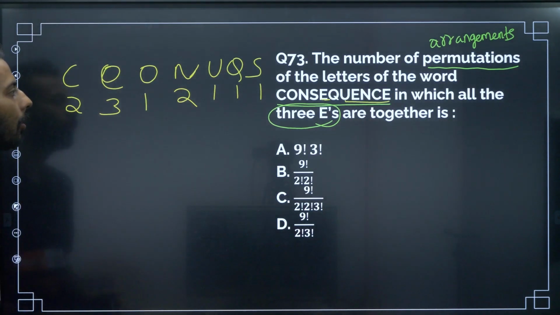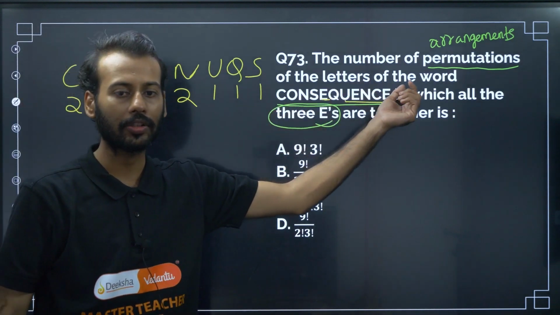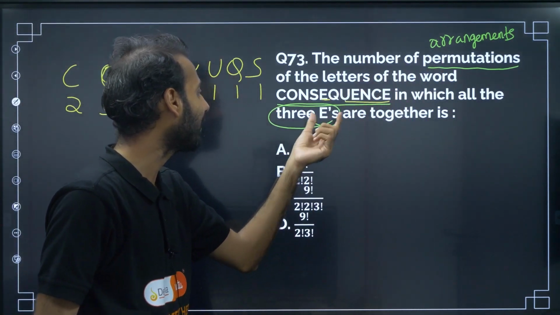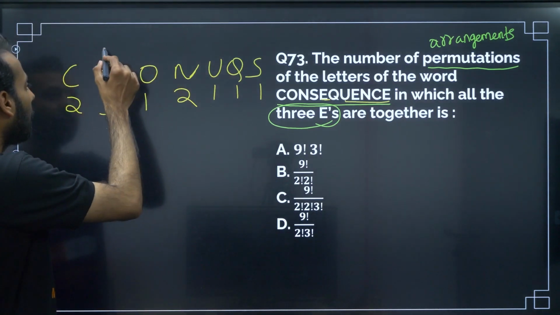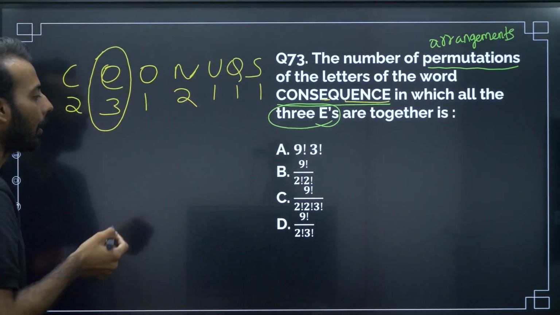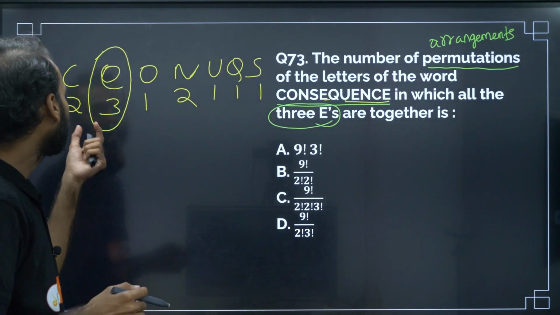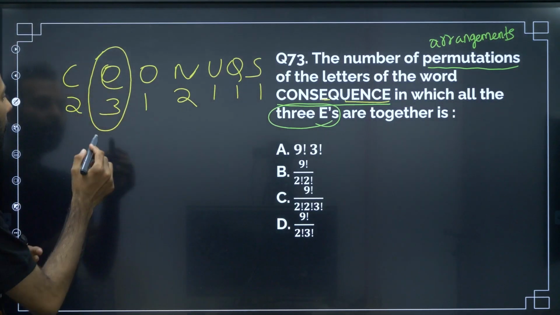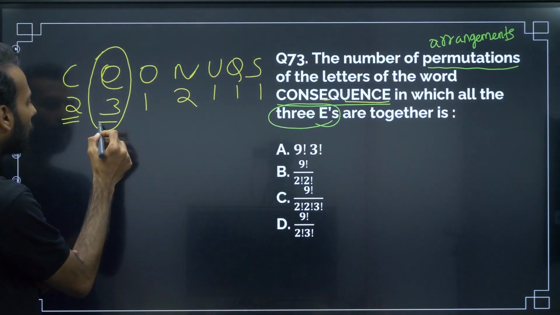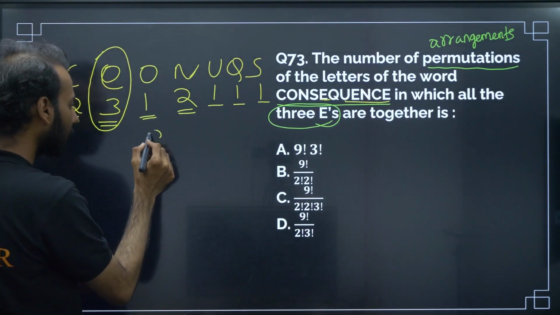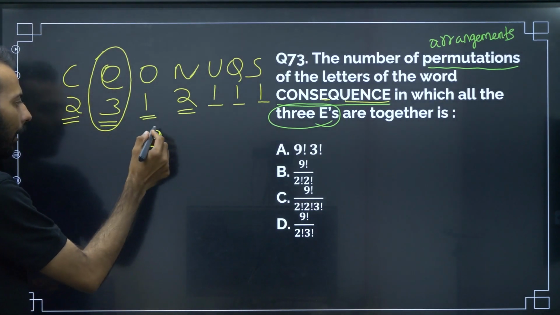So the number of permutations, meaning arrangements of letters of the word in which all the three E's are taken together. So these 3 are taken together. How many arrangements are possible? In permutation and combination, we have to arrange this considering these 3 as 1 unit. So this is 2 plus 1, 3, 4, 5, 6, 7, 8, 9. So 9 ways.